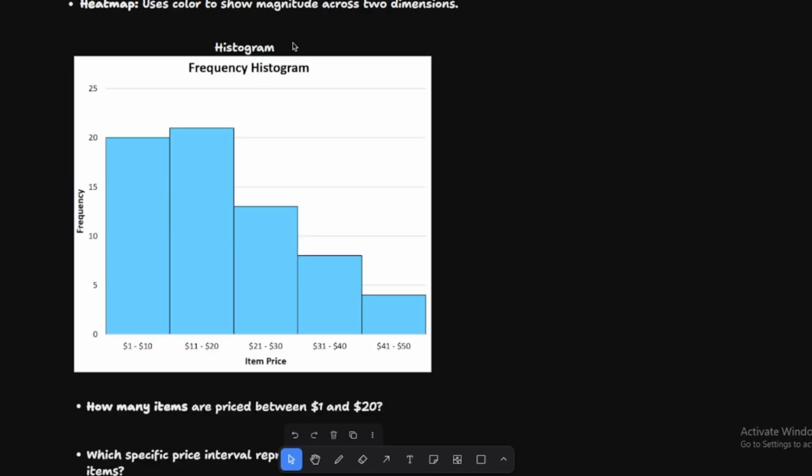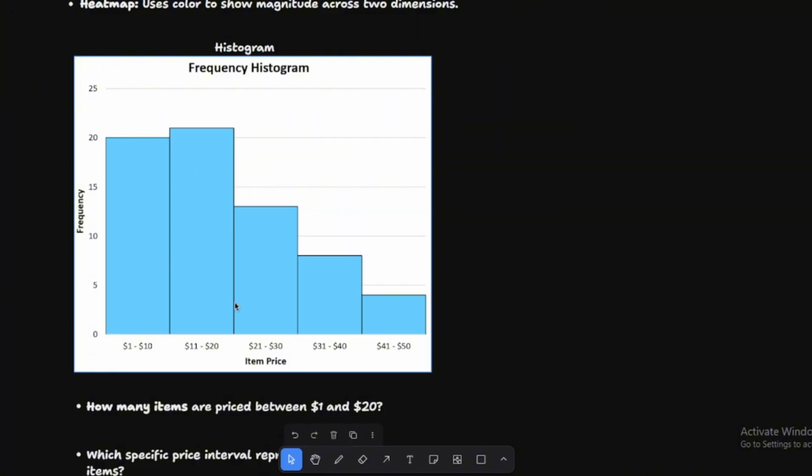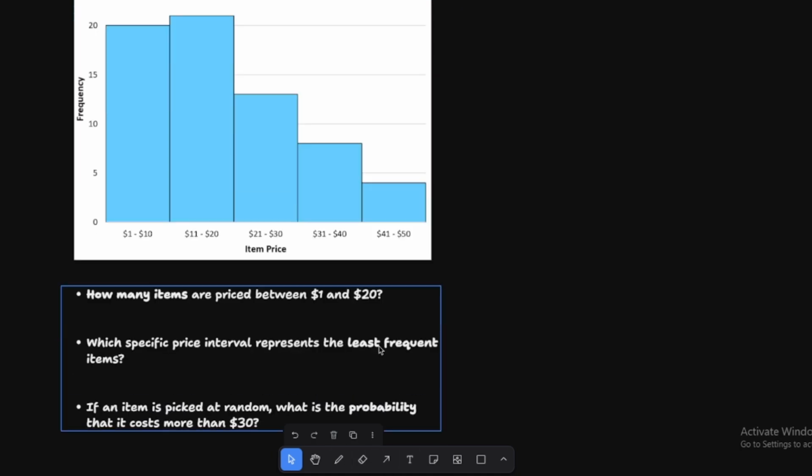So let's start by analyzing each form of data. This might be a little bit broad, but as we start to analyze this data, it'll become easier to look at. So here's a histogram. On the left side we have frequency, and on the bottom we have item price. Let's walk through a few questions together.